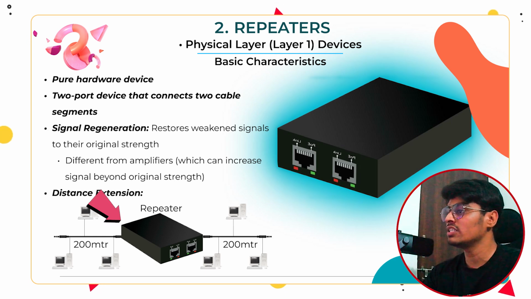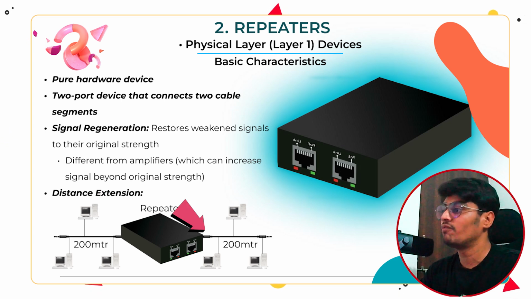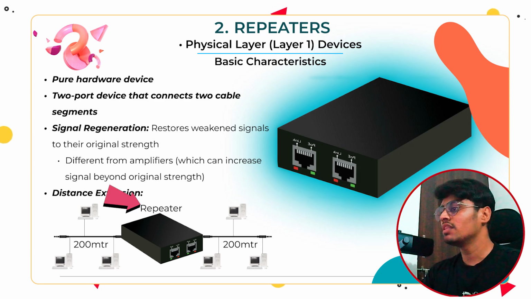Here a device is sending, so after 200 meters there will be attenuation, but because of the repeater it can travel even after 200 meters. So how much can the signal travel in total? 400 meters. So what have I increased here? The distance covered by the signal. We can increase the distance covered by the signal with the use of a repeater.